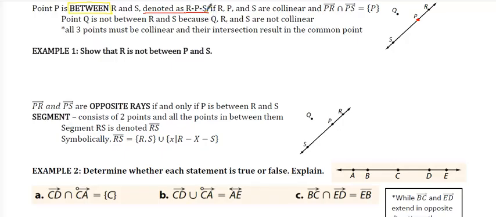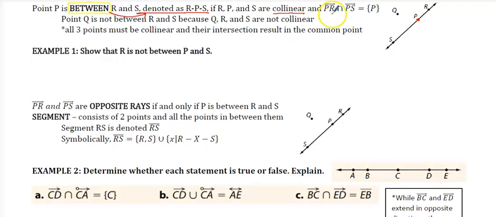It is denoted as R-P-S. So that is how we denote between. Okay, that is it. And it has to be if R, P, and S are collinear. Collinear is a word you've already learned. It means they're on the same line.